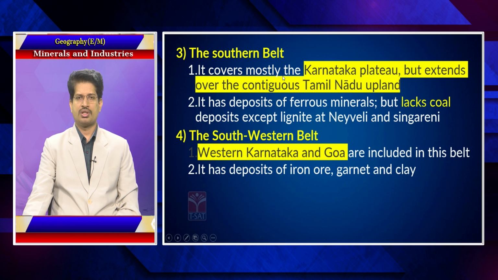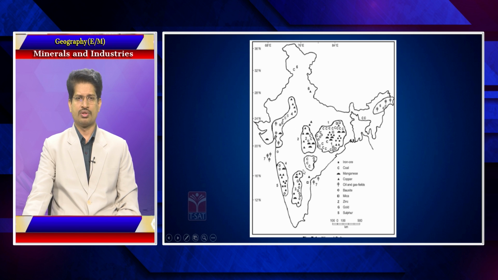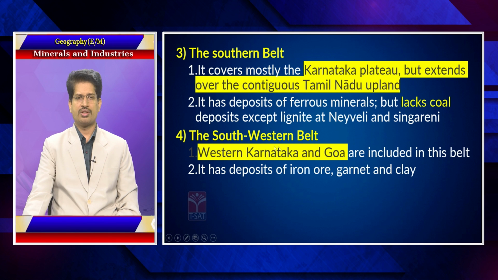It covers mostly the Karnataka plateau, but extends over the contiguous Tamil Nadu upland. So, this is the extension of the southern belt, but this lacks coal except the Neyveli Lignite Valley and Singareni colonies. The rest of the region does not have coal. This is the southern belt we are talking about, and this is the region.